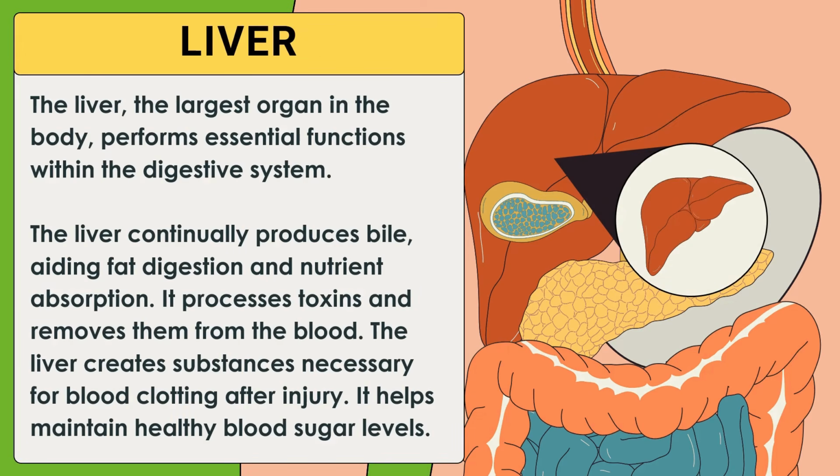Liver. The liver, the largest organ in the body, performs essential functions within the digestive system. The liver continually produces bile, aiding fat digestion and nutrient absorption. It processes toxins and removes them from the blood. The liver creates substances necessary for blood clotting after injury. It helps maintain healthy blood sugar levels.